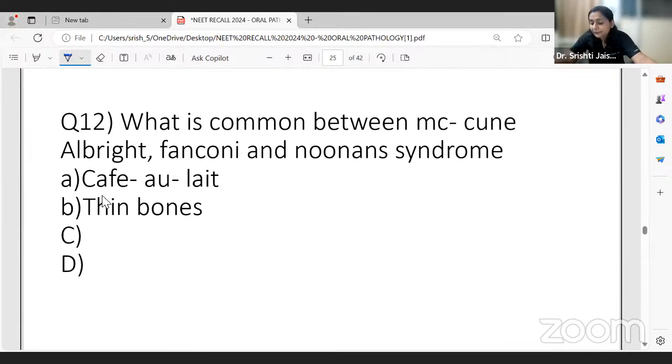Now, what is common between McCune-Albright, Fanconi and Noonan syndrome? So we know that in McCune-Albright, what do we see? Cafe au lait spot. I don't know what was the C and D. I would be glad if you guys tell me what is the C and D. But I got these two options because students were like, ma'am, it was very easy to rule out C and D. So we were confused between these two. So I think the best option would go with Cafe au lait spot, as it is seen in all the three: McCune-Albright, Fanconi and Noonan syndrome.